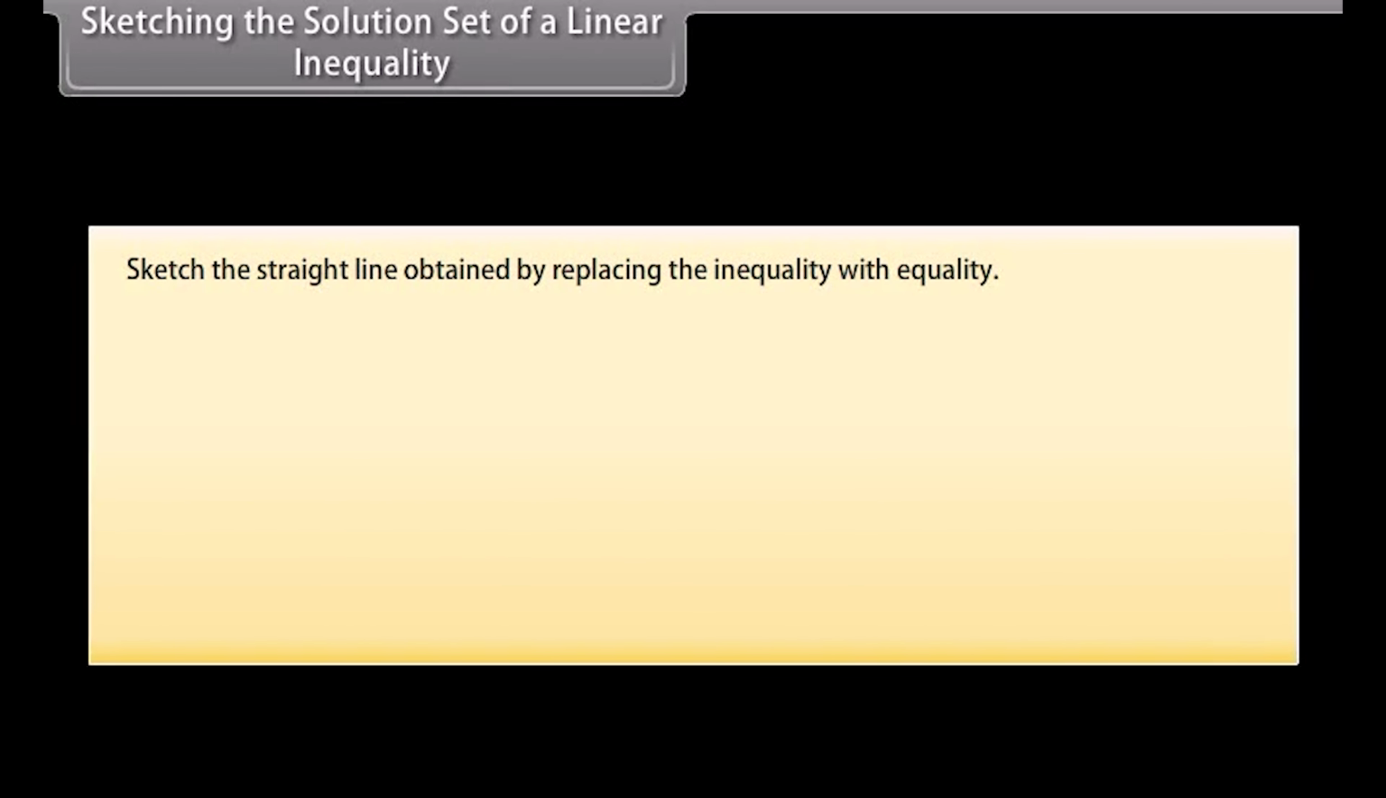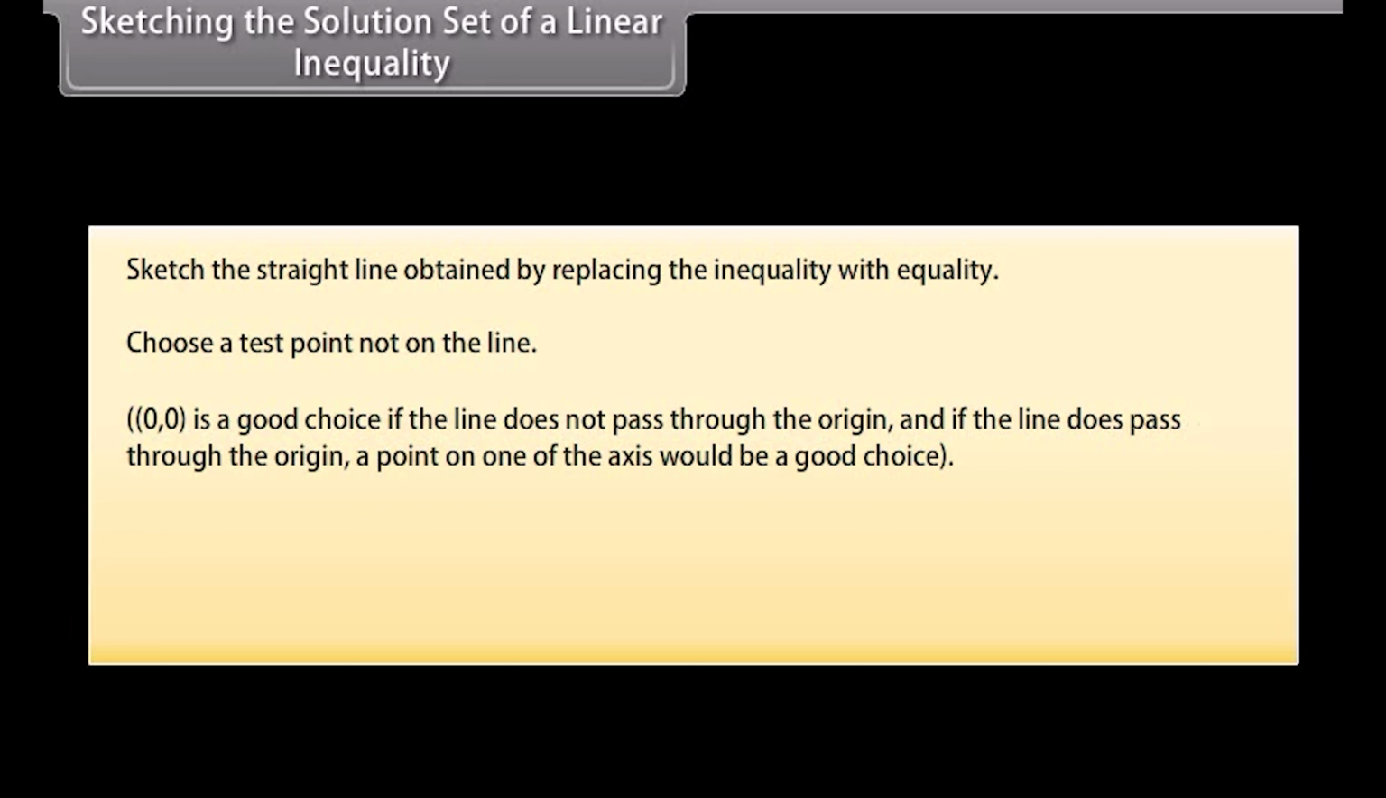Sketching the solution set of a linear inequality. Sketch the straight line obtained by replacing the inequality with equality. Choose a test point not on the line. 0, 0 is a good choice if the line does not pass through the origin, and if the line does pass through the origin, a point on one of the axes would be a good choice.